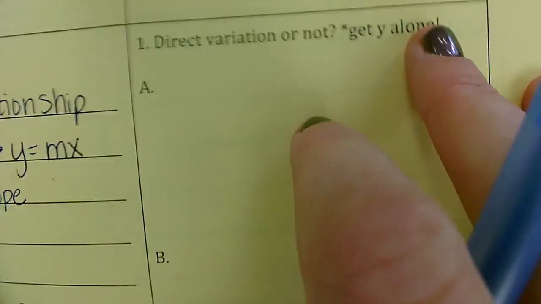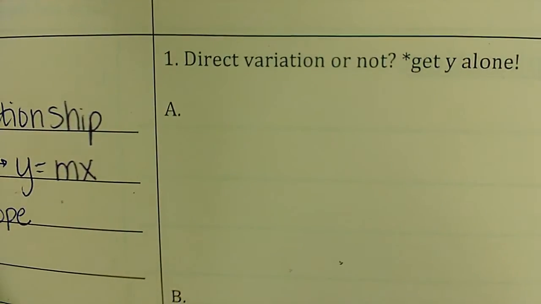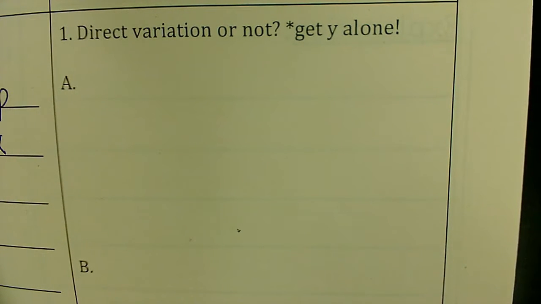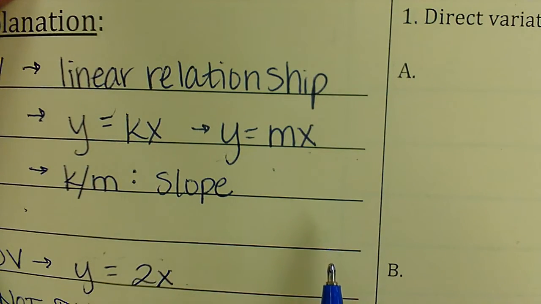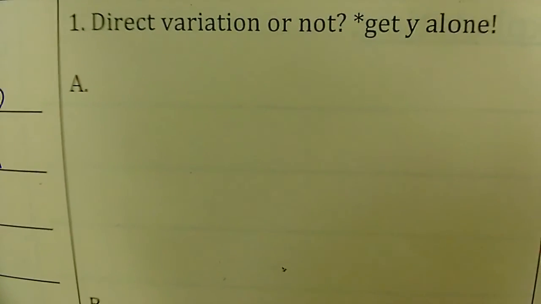So let's just do really quick examples. If I want to identify if something is a direct variation or not, okay? In order for me to do that, I want to get y alone, okay? Similar to y equals mx plus b, I just want to make sure I get that y alone. And if I can get it into y equals mx form, that would mean that it's a direct variation. So let's take a look at an example.